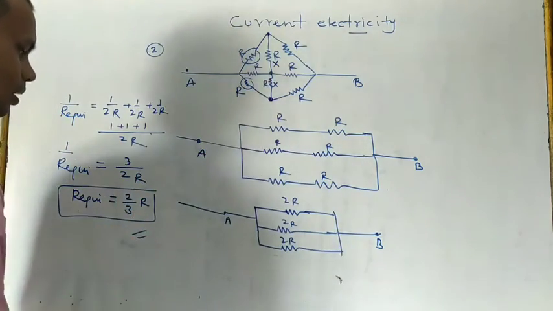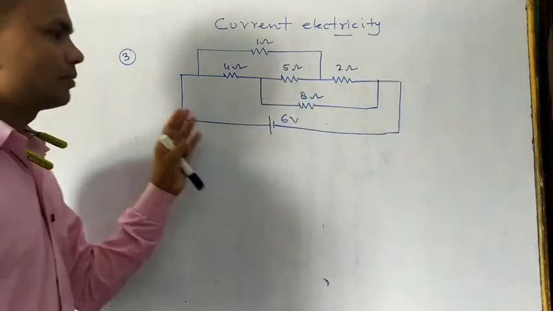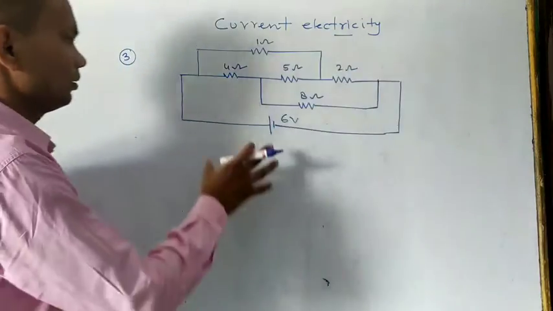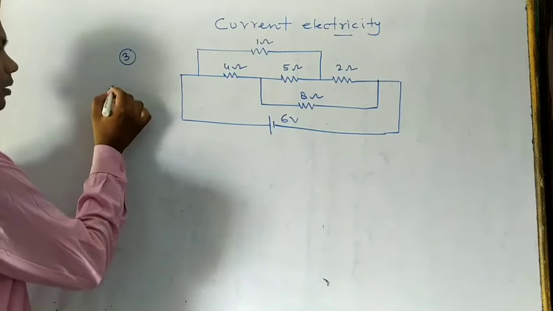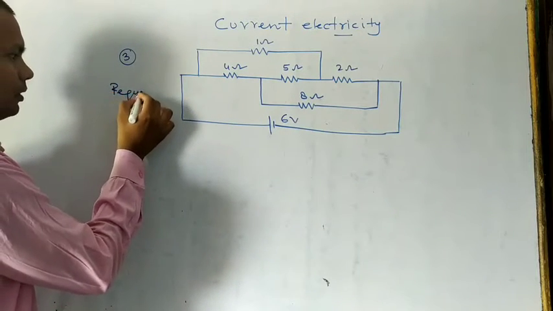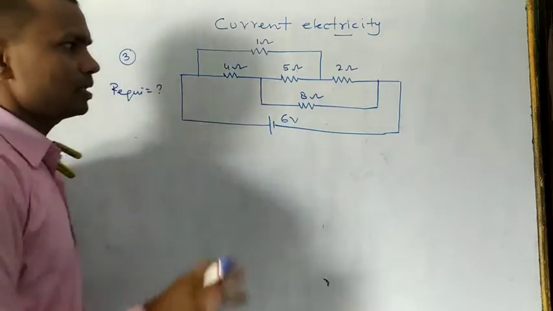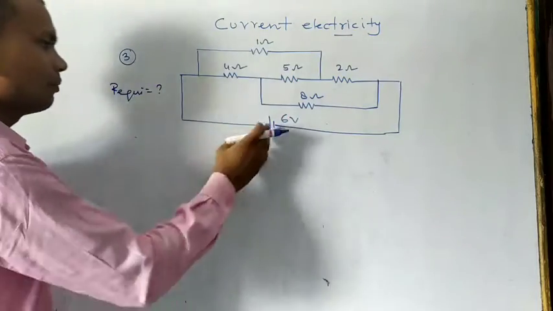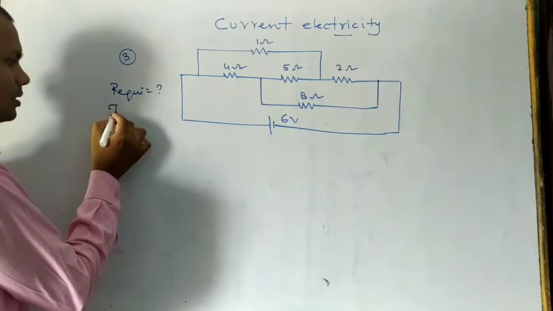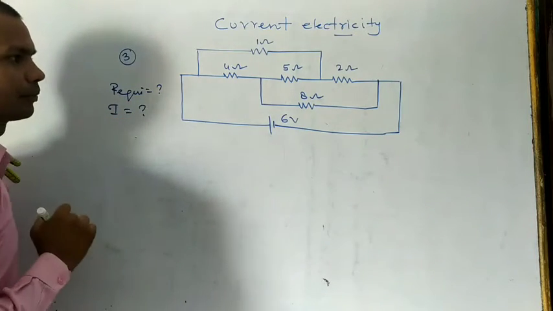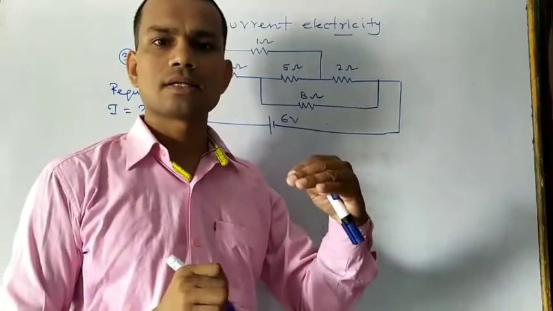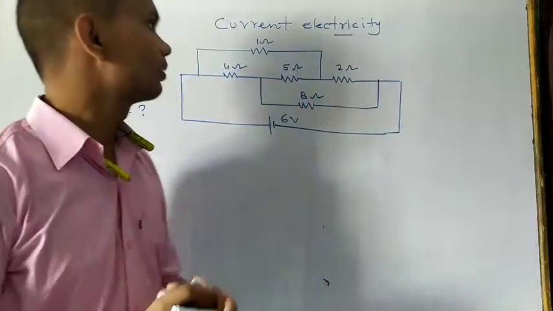Here you have to see, this is problem number 3, and in this case we want to calculate what? Equivalent resistance. This is the first one, the question mark, meaning equivalent resistance of this network. And the second one is the current flowing through this. Current means I, this we want to calculate. So here you see 5 resistors are there and they are connected like that, right?